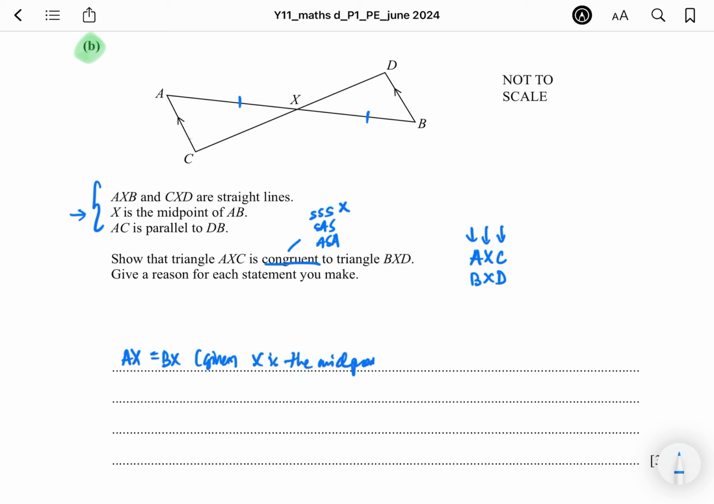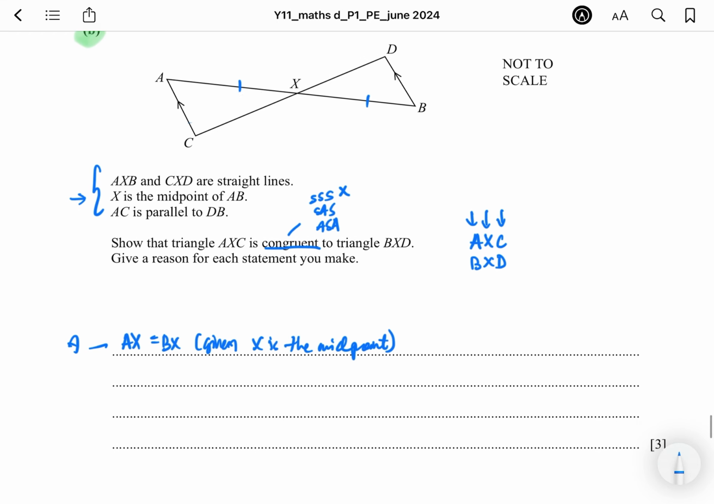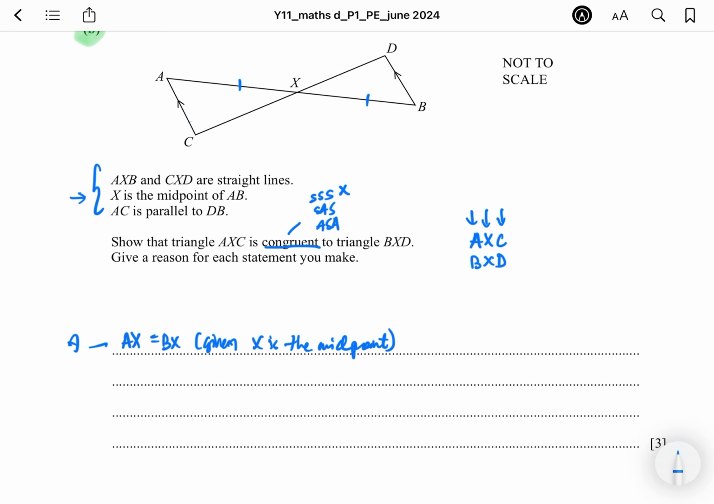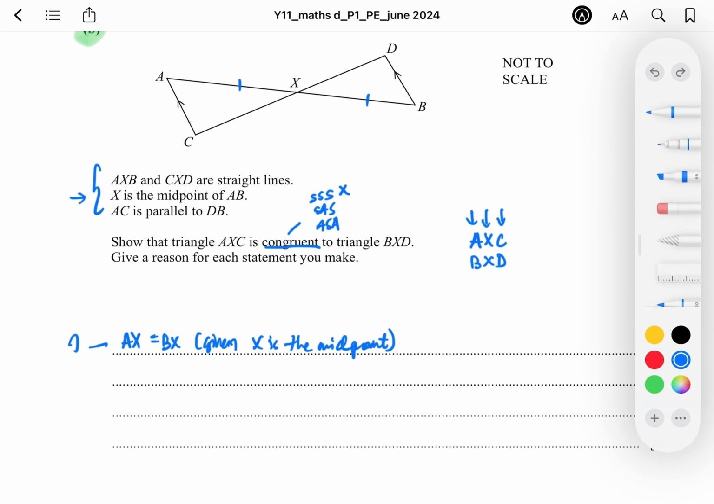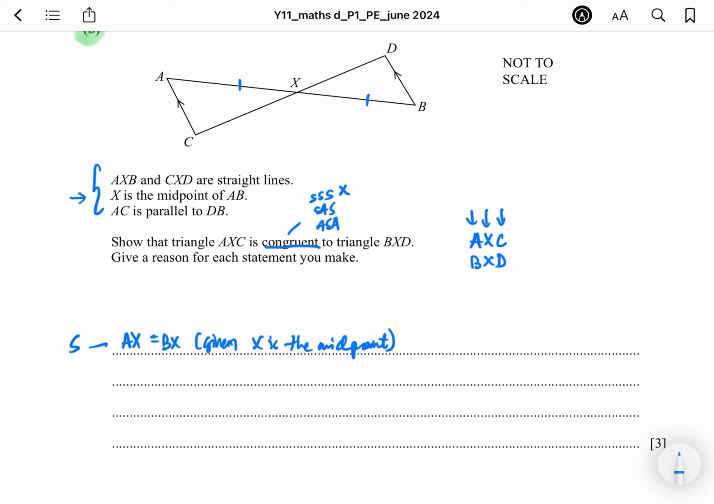Okay, so that's this, the two sides are equal. So that's my A. Oh sorry, that's not A, that is side. That's my side. Do we have another side? No, so I won't be using that one. Then I need to find if I can prove two angles are equal.